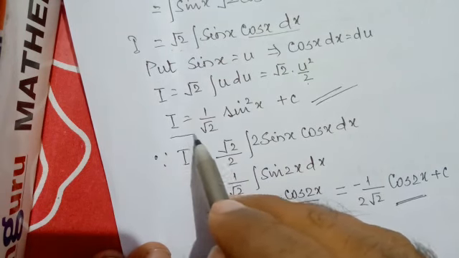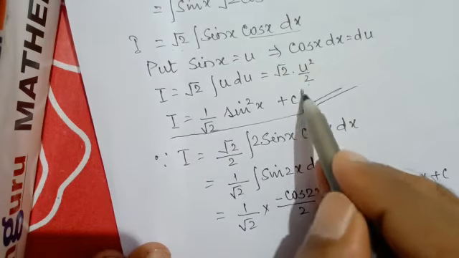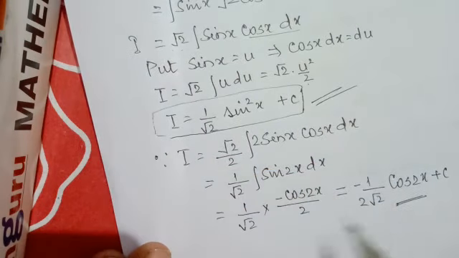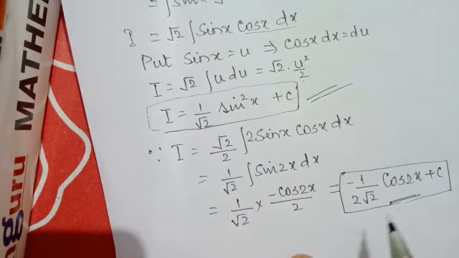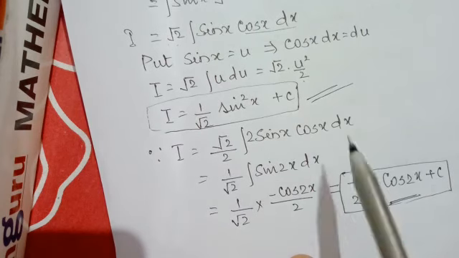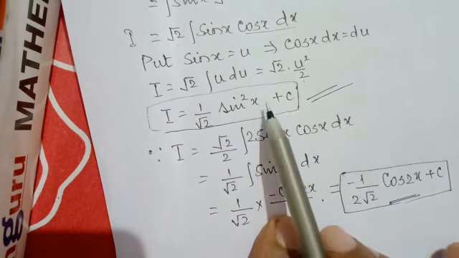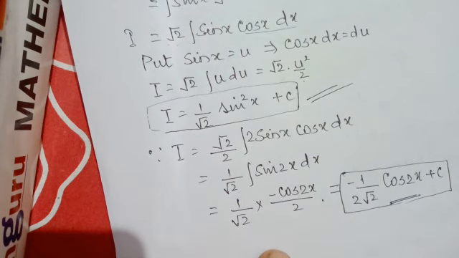I is equal to 1 by root 2 sin square x plus c, and I is equal to minus 1 by 2 root 2 cos 2x. So you can follow either method. This is without substitution, this is with substitution, both are correct.